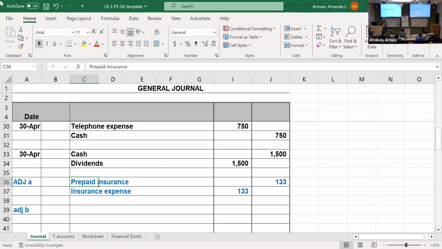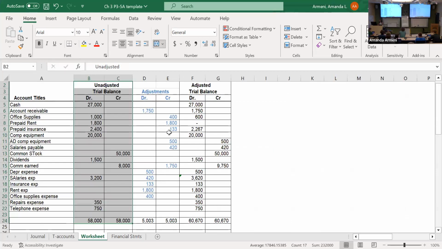And so after you made this adjustment in your journal, you would go ahead and update your worksheet. Here is our worksheet, and here are my adjustments. Insurance expense is my debit, 133, and then you see the credit made to prepaid insurance in the middle set of columns.